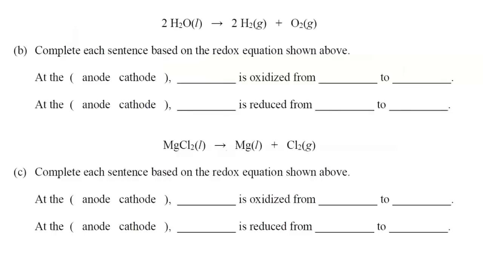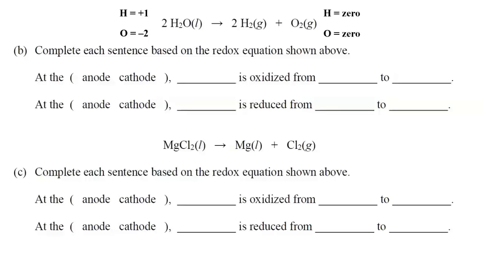All right, now let's take a look at part B and part C. This is a review of oxidation-reduction reactions and changes in oxidation number. So for part B, complete each sentence based on the redox equation shown above. So we can see that water is the reactant, and the products are hydrogen gas and oxygen gas. So in water, the oxidation number for hydrogen is +1, and the oxidation number for oxygen is -2. But on the right side of the equation, since we have elements, hydrogen and oxygen, the oxidation number for hydrogen and oxygen as elements is 0.